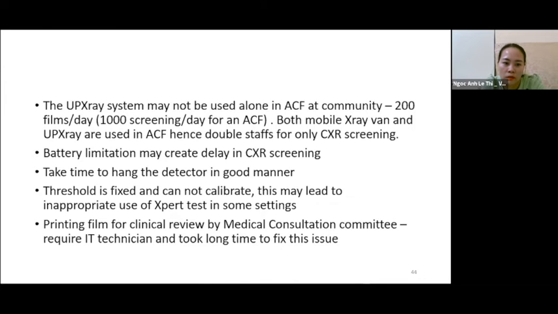The first connection between the printing machine and the UV X-ray system was just completed in Cần Thơ early this month. So these are the challenges that we face when we implement the TB project using the UV jet X-ray system in Vietnam. That is all. Yeah, thank you.